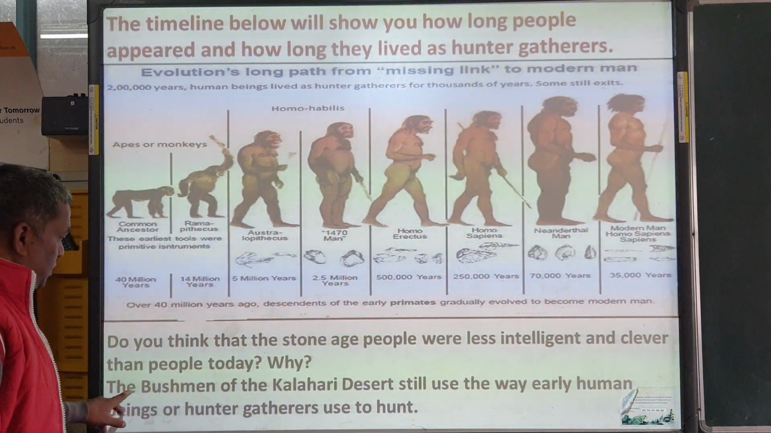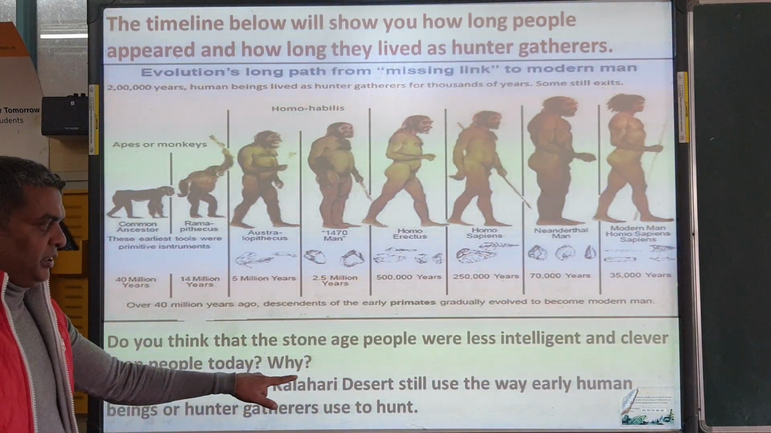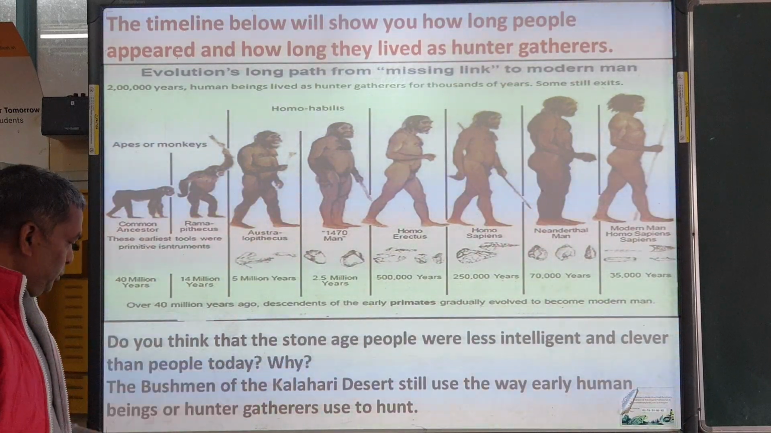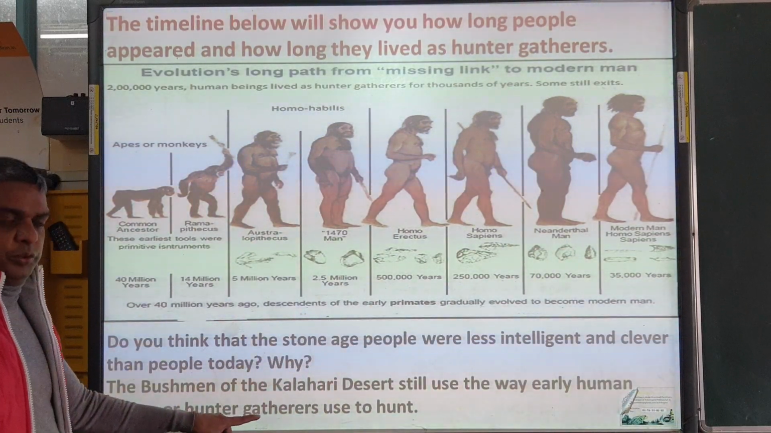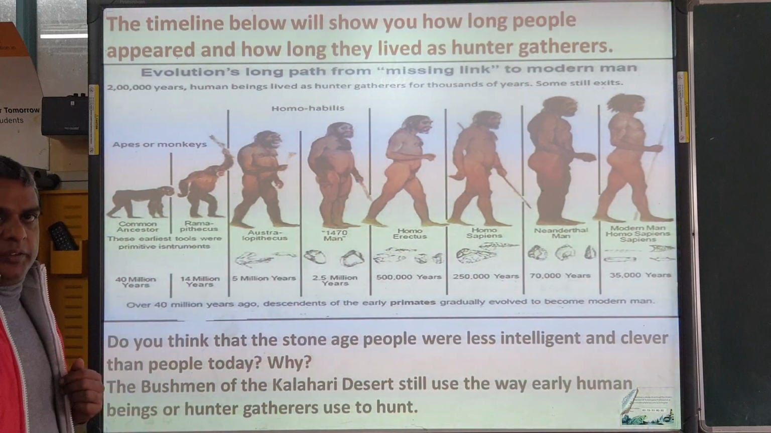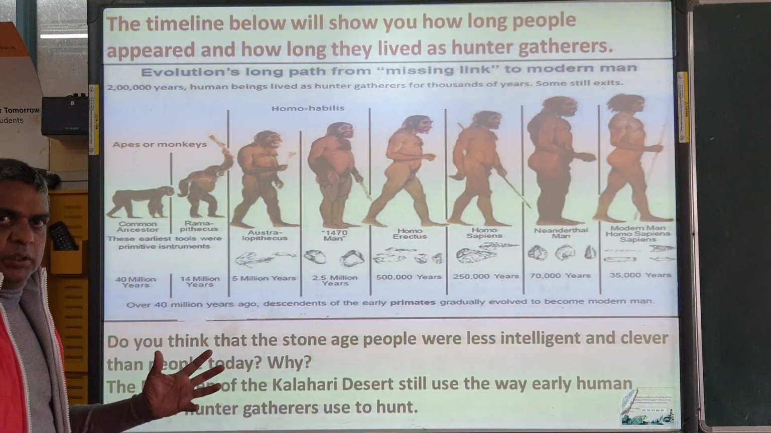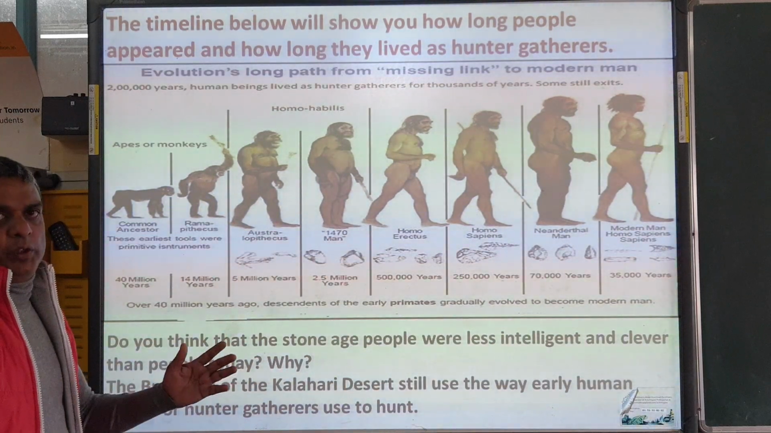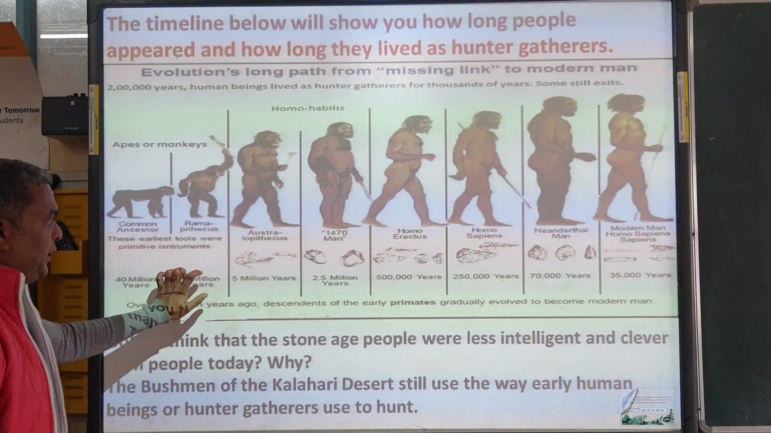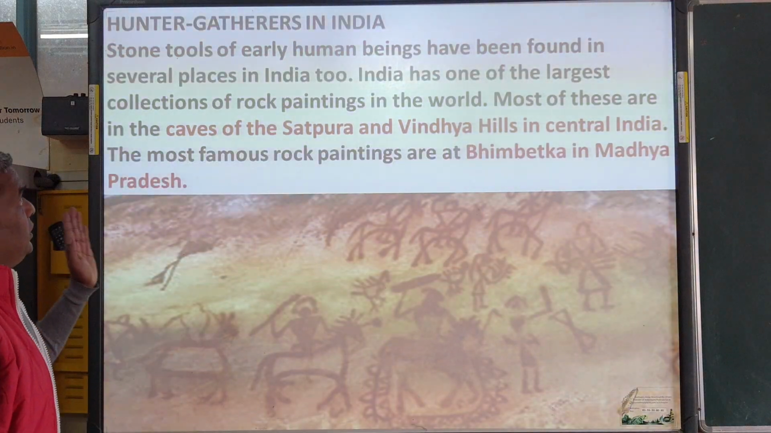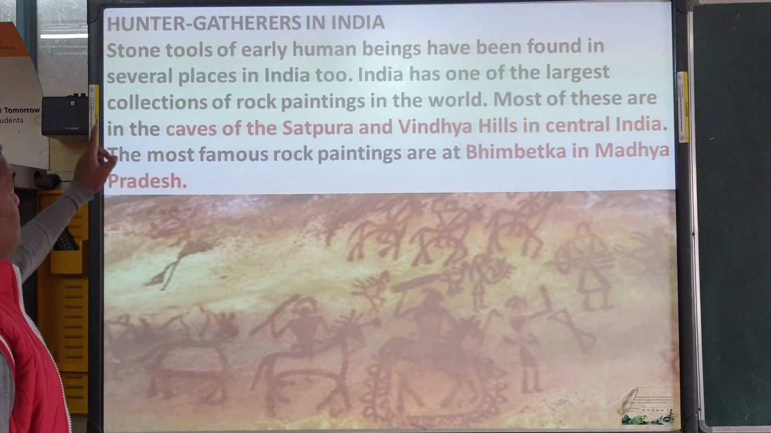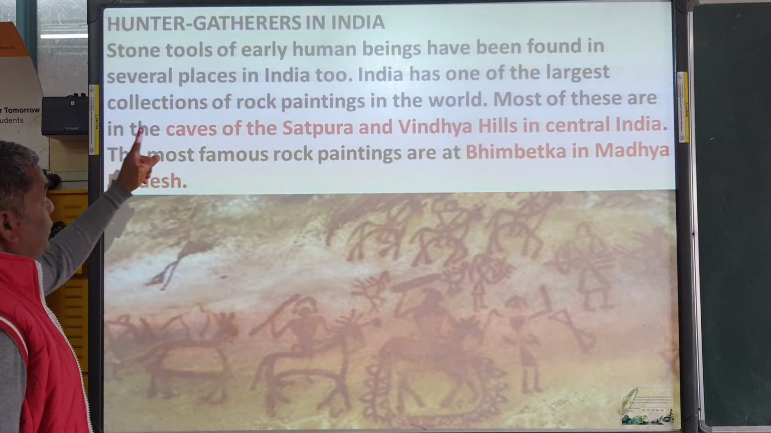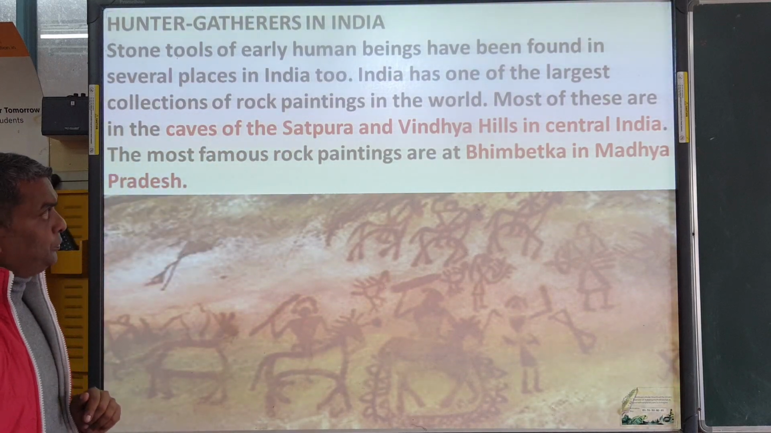Okay. The Bushmen of the Kalahari Desert still use the way early human beings or hunter-gatherers used to hunt. So in the Kalahari Desert, you still have people looking like early men, and they still hunt as they did. Even in the Andaman and Nicobar Islands in India, there are hunter-gatherers. Stone tools of early human beings have been found in several places in India too.